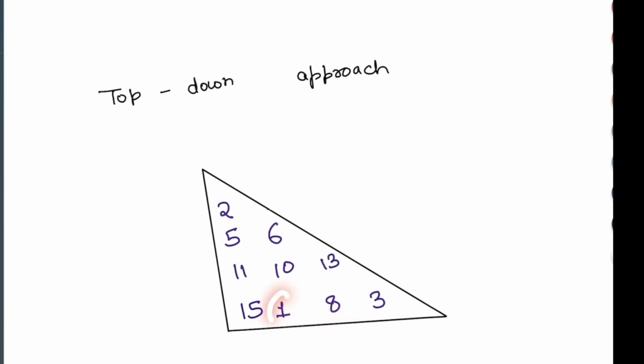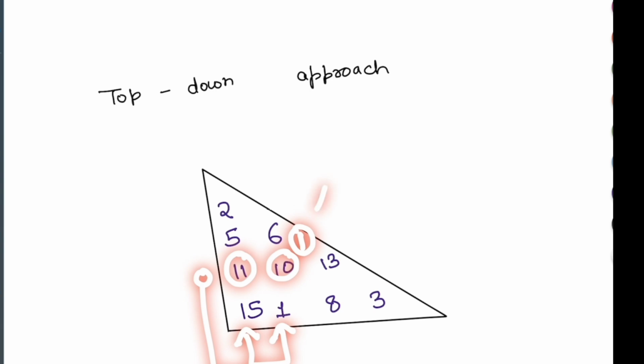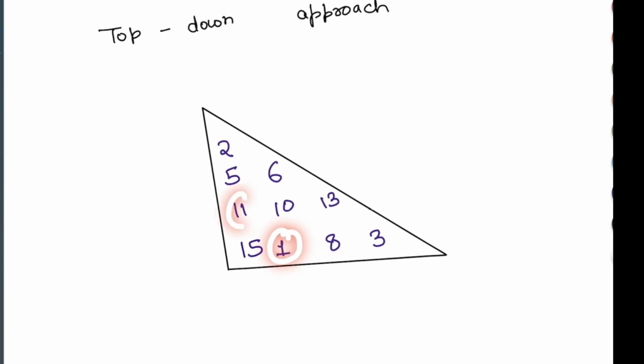If I want to come to this element, which is at index number 1, I will either come from 11 or from 10. Because 11 is at index number 0, 10 is at index number 1. From index 0, I can come to index 0 or index 1. From index 1, I can come to index 1 or index 2, right? So I have multiple options. To reach the 1, I can come from 11 or 10. Obviously, I want to come from the minimum path, so this will be 10. 10 plus 1 is 11, right?